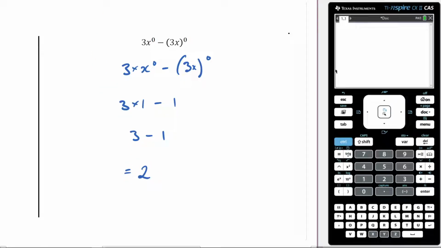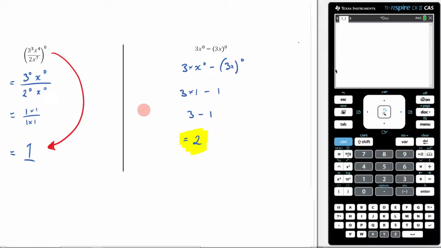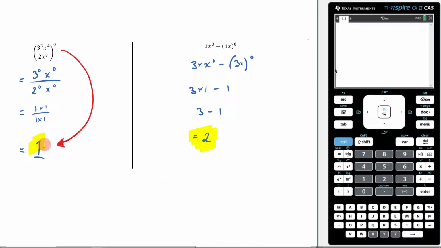So that's how you would answer that question, nice and easy. So just be careful about what's being raised to 0.